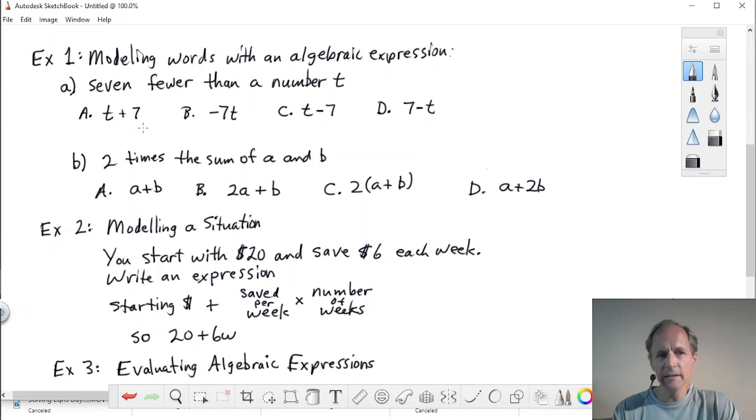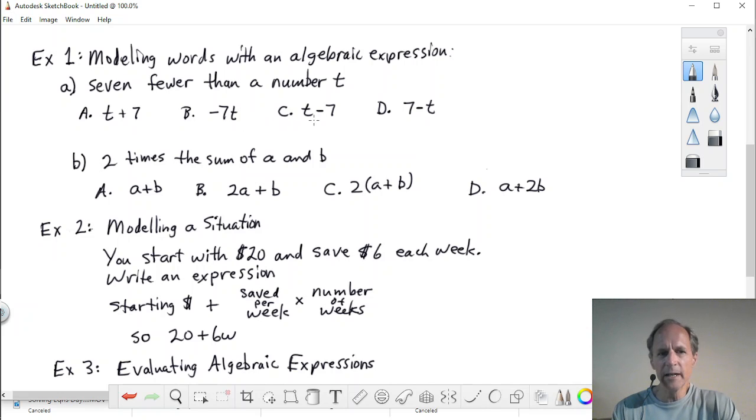So which of these is it? Give you a moment to look. 7 fewer than a number t. Well, this one says t plus 7. That sounds like that expresses something that's bigger than t, right? T plus 7 is bigger than t. We want to express 7 fewer. Negative 7 times t, that has a negative 7 and it has a minus sign. Fewer sounds like minus, but this multiplies that negative 7 times t. That's not going to get us 7 fewer.